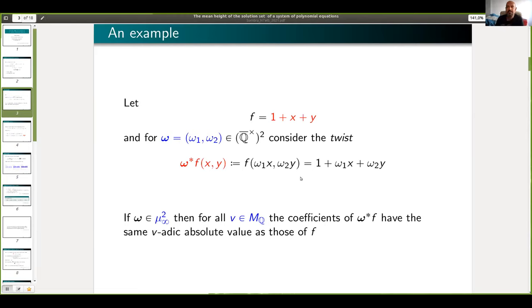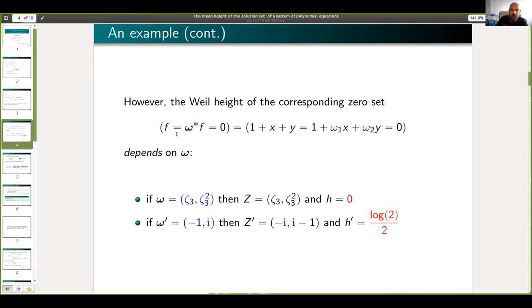I will consider specifically twists by roots of unity, that is, twists by torsion points of the algebraic torus. If this point omega is a pair of roots of unity, then the coefficients of this twist have the same absolute value as the coefficients of my original polynomial f, and that not only for the Archimedean absolute value but also for all the p-adic ones. So all these twists give polynomials of the same height in principle. But of course, the height of the zero set is not independent of that. The height of the zero set will depend on omega.